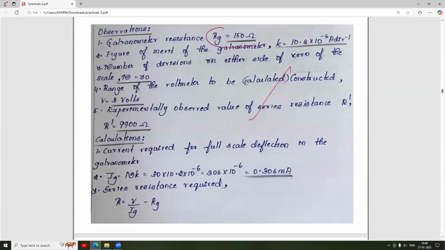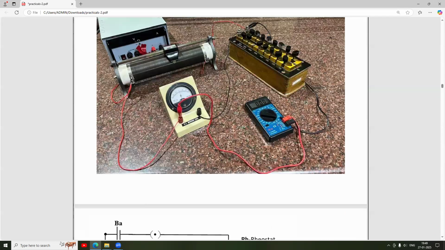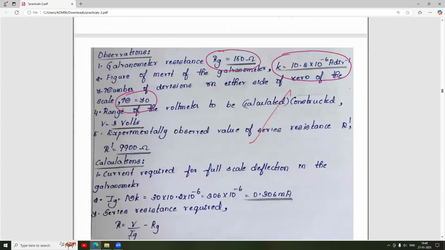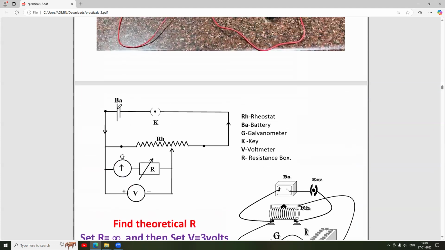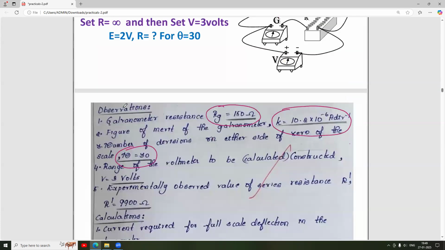So Rg value will be given in the galvanometer, figure of merit will be given, and number of divisions, how many divisions are there in the galvanometer, that will be given. You can see a galvanometer here, there are 30 divisions starting from 0 to 30. So that galvanometer has to be converted into voltmeter. So getting all these values, you have to find out Ig, the current required to produce full scale deflection in the galvanometer. So if you want to make this needle turn by 30 divisions, what is the current required? That is called Ig.